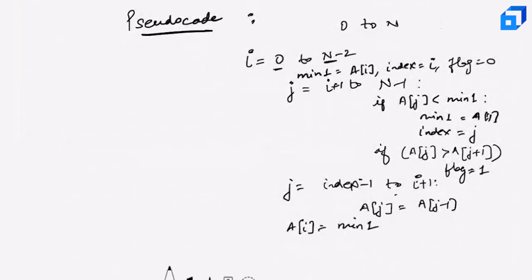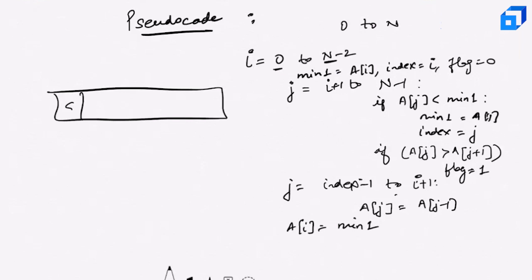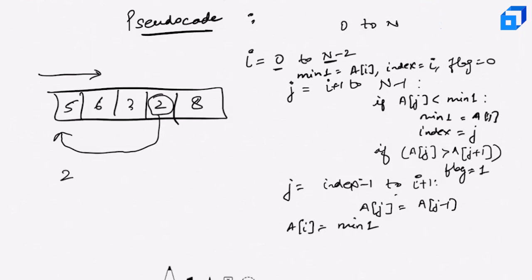That is one way of shifting. Basically, what I'm doing is, if I have an array, let's say 5, 6, 3, 2, 8, I go through it once to figure out the minimum. Once I find the minimum, I bring it to the front, which is 2 comes here. And then 5, 6, 3, I shift one space to the right.